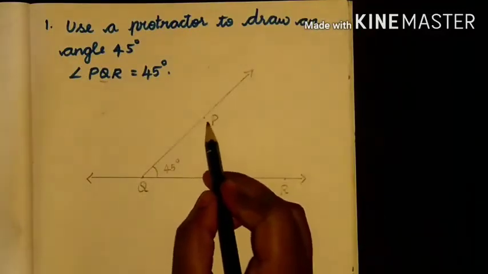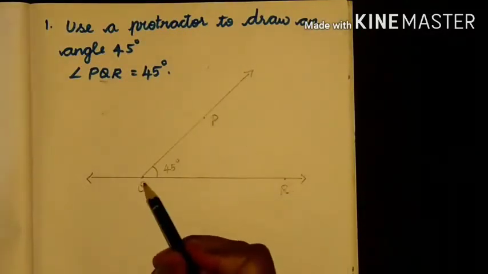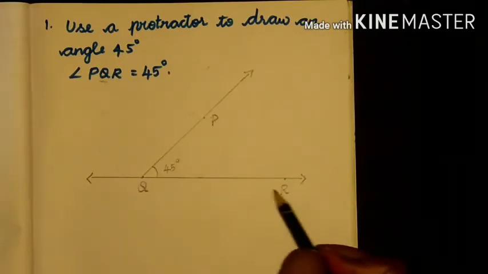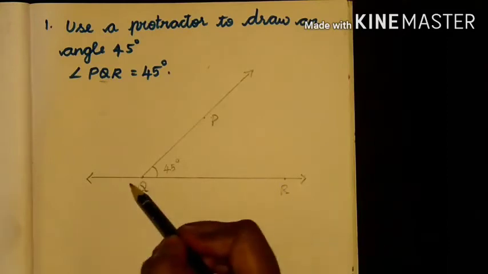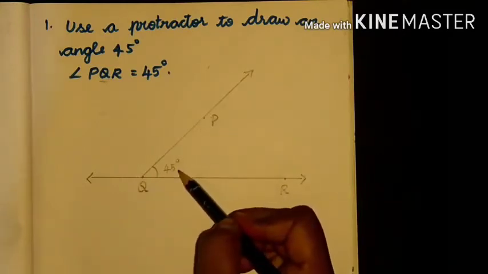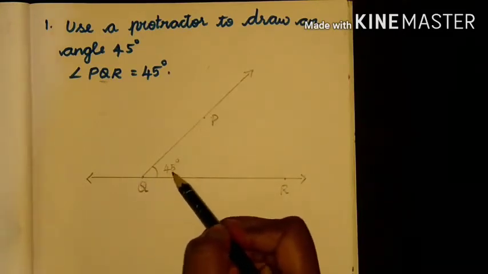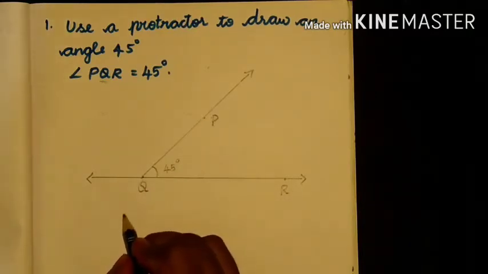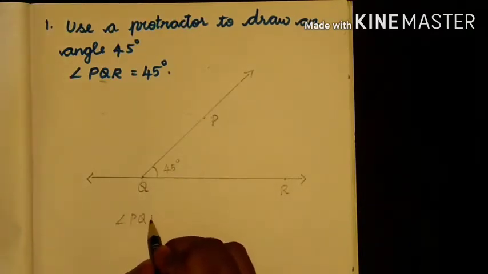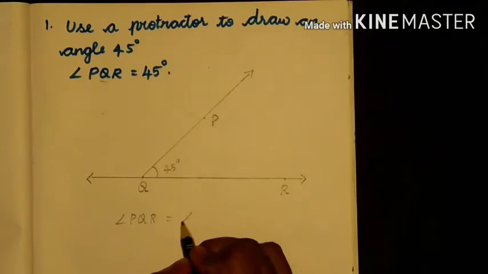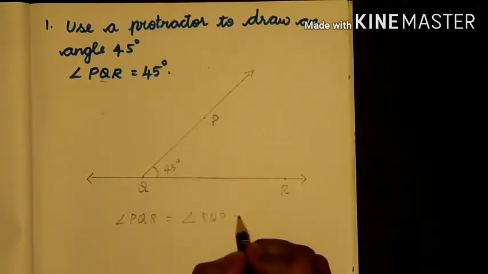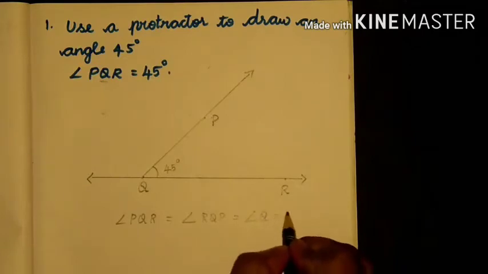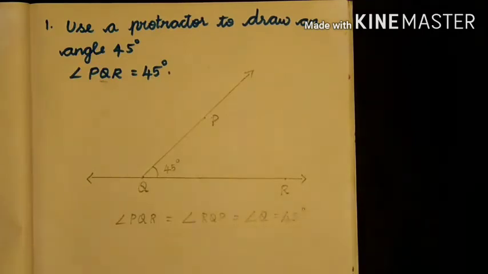Now mark a point P on it. See, angle PQR is equal to 45 degrees. Similarly, RQP is equal to 45 degrees. Angle Q is equal to 45 degrees. Angle PQR is equal to angle RQP is equal to angle Q is equal to 45 degrees.